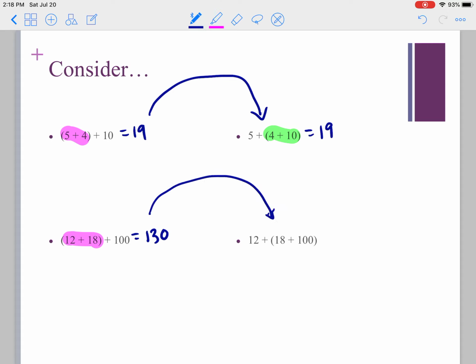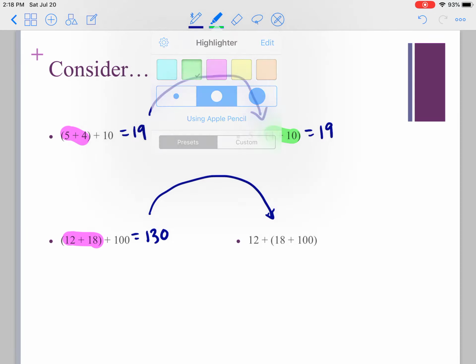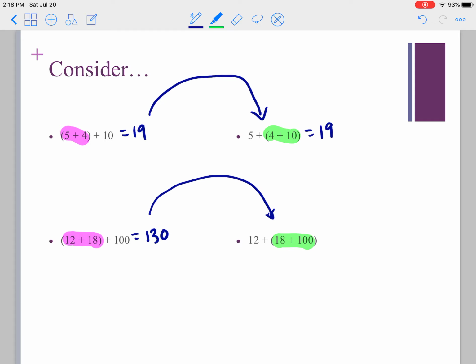Notice we still have a 12 plus an 18 plus a 100, but the grouping has changed once again to the 18 plus 100, which if we were to add those together, it would be 118 plus 12. That is also equal to 130. So take a moment, think about what's going on here and how this relates to your working of, in this case, expressions or equations.